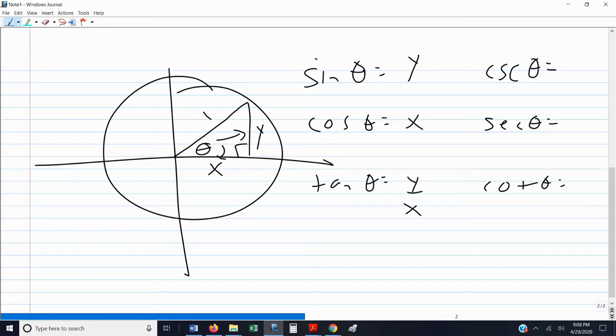So the reciprocal of sine is cosecant, I don't really like to write this 1 over y. I'll show you when we do the problem how we're going to do this. The reciprocal of cosine is secant, so that's going to be 1 over x. And then the reciprocal of tangent is cotangent, so that's going to be x over y. And those were the formulas.